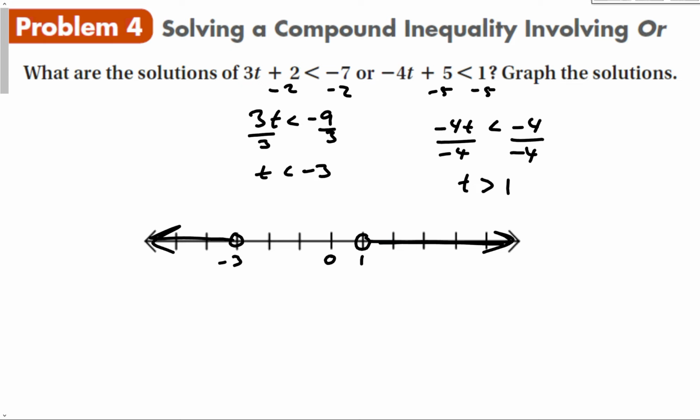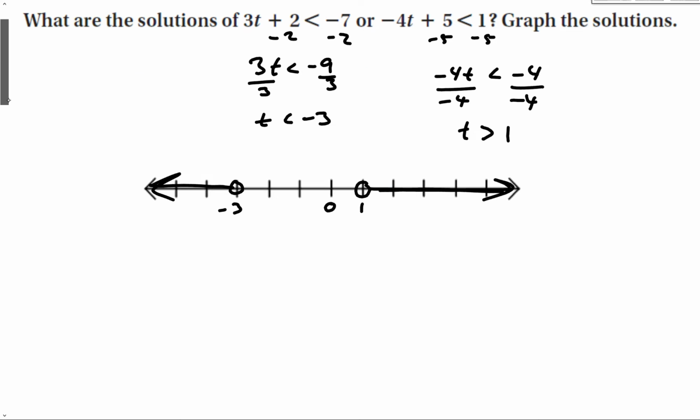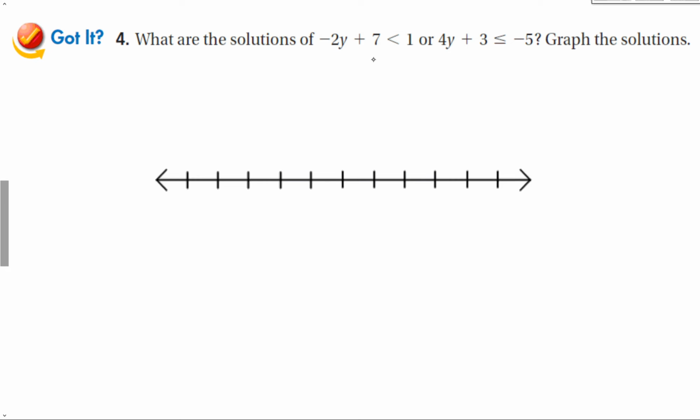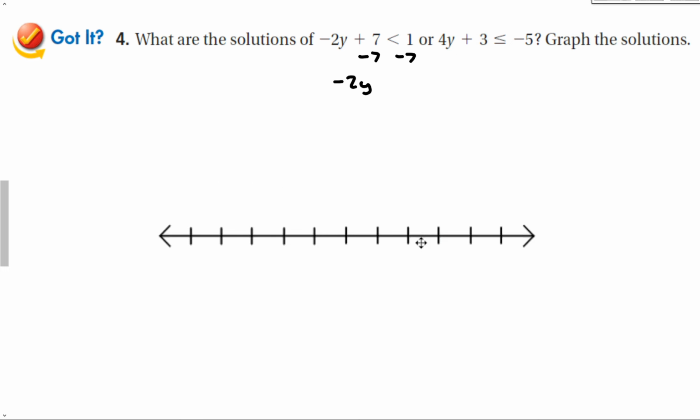Okay? Remember, of course, my important rule. So our "got it" problem. Again, solve them both separately. Subtract 7 from both sides: -2y. Let's get some room here. -2y is less than -6. When I divide both sides by a negative number, y becomes greater than +3.